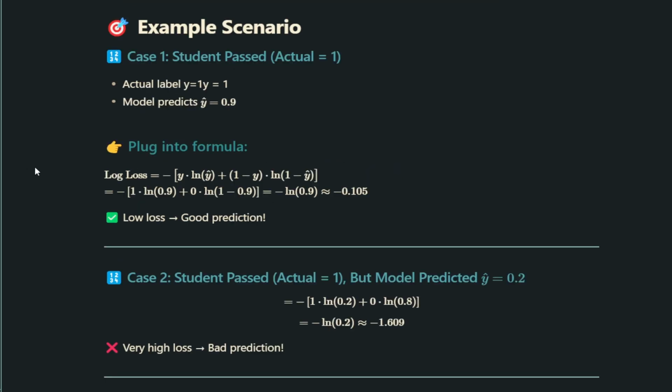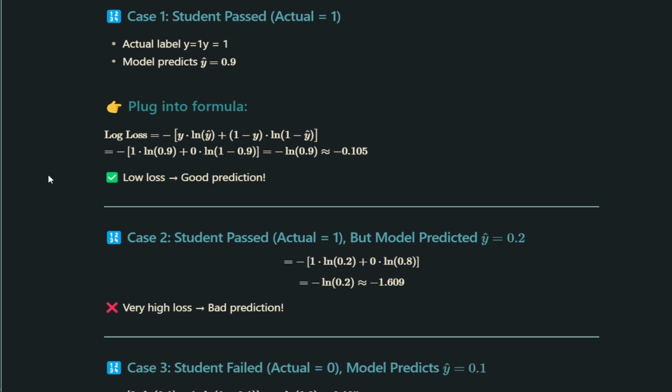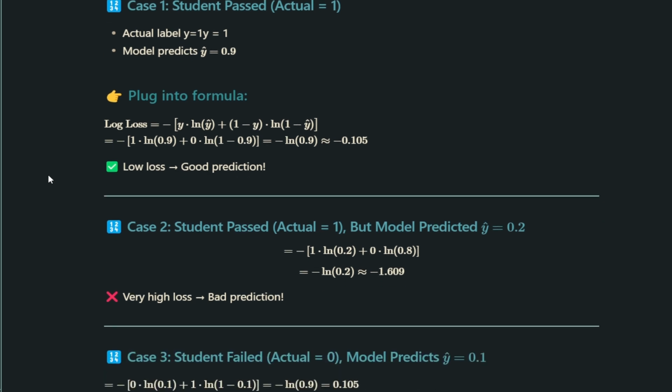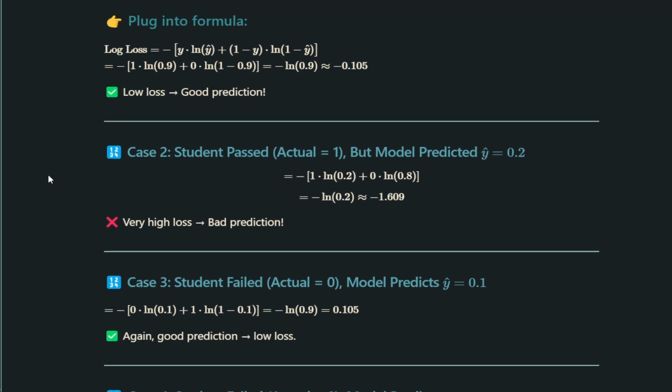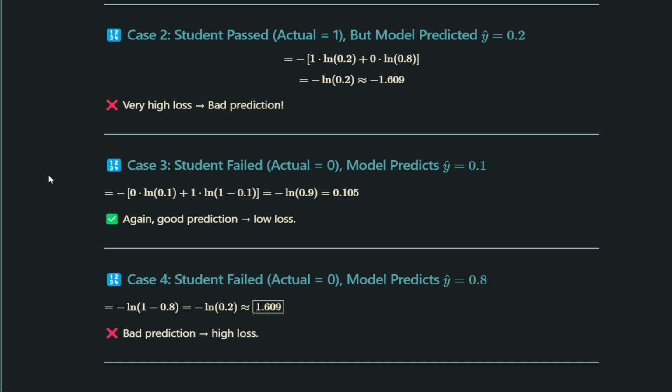Case 1. Suppose the student actually passed, so the actual value is 1. Our model predicts 0.9, which is very close to 1. When we put this into the formula, the log loss comes out to around 0.105. That's a low number, which means the prediction was really good. Case 2. Again, the student actually passed, but this time the model predicted only 0.2. That's very far from the truth. The log loss jumps to around 1.6, a high number, which shows it was a bad prediction.